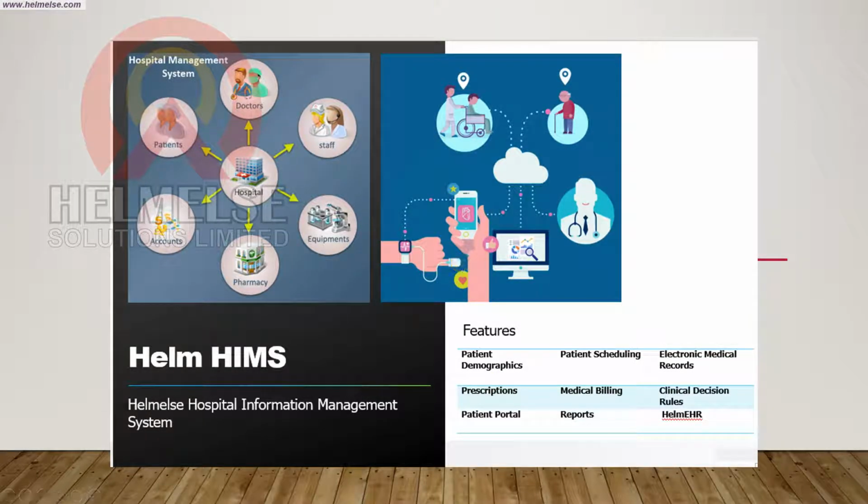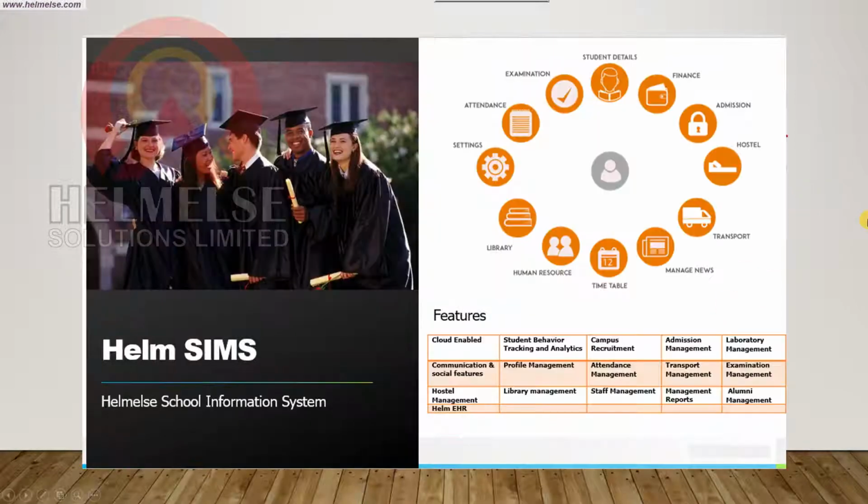I'll be walking us through our prototype and what we've done. So we have two solutions, the MS Hospital Information Management System. You're going to have the patient demography, patient scheduling, electronic medical records, prescription medical billing, clinical rules, patient portal report, and the HIMS Enterprise HR. So that is our first module.